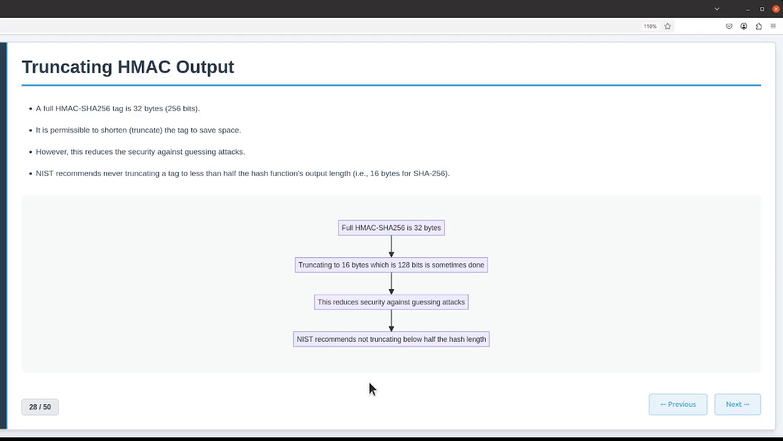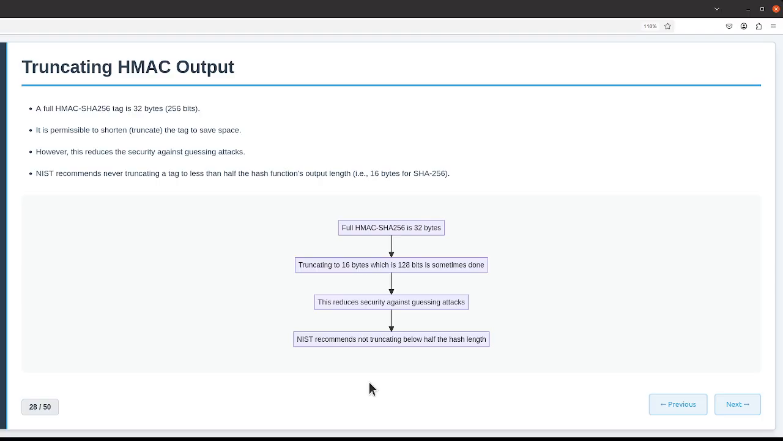In some applications, particularly where bandwidth or storage is very constrained, it might be desirable to use a shorter tag. Is it safe to truncate the output? The answer is yes, with a very important caveat. Truncating the tag reduces the security level against a brute force guessing attack.